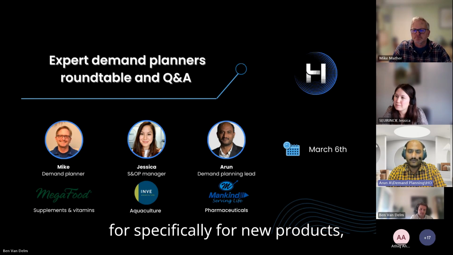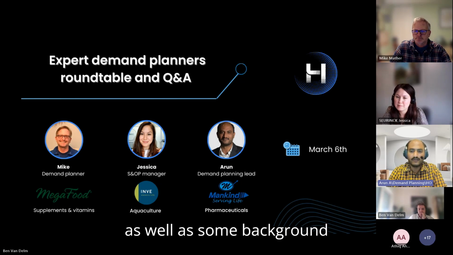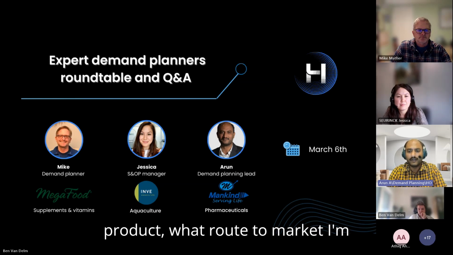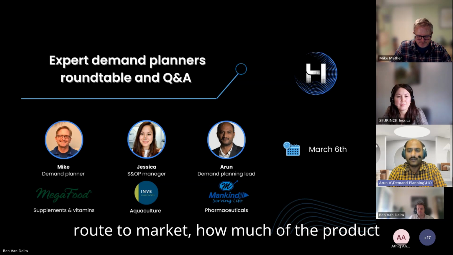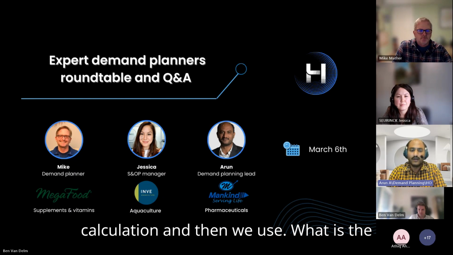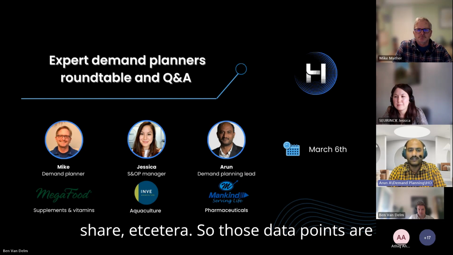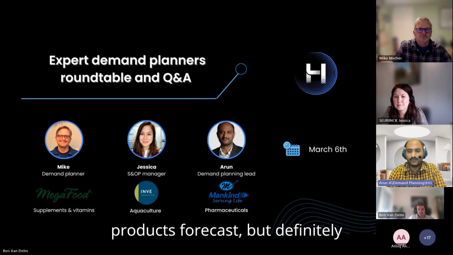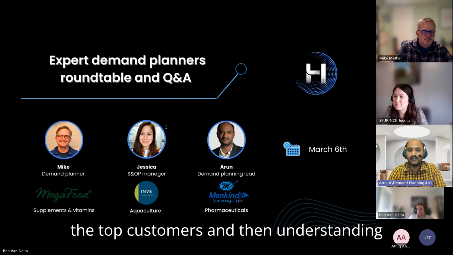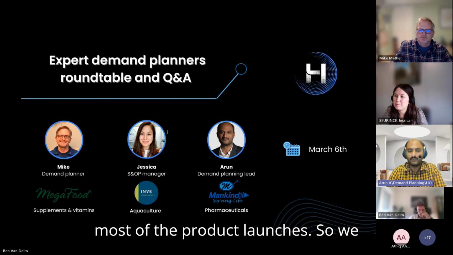So specifically for new products, we take both a judgmental call as well as some background calculations, like how much of my product, what route to market I am following, and in each route to market, how much of the product can be placed in the first go. So we do some back-of-the-hand calculation, and then we use the cannibalization factors of my existing portfolio, or whether I'm gaining market share. Those data points are considered while determining the new product forecast. But definitely collaborating with one of the top customers and understanding the market needs gives us an edge in most of the product launches.